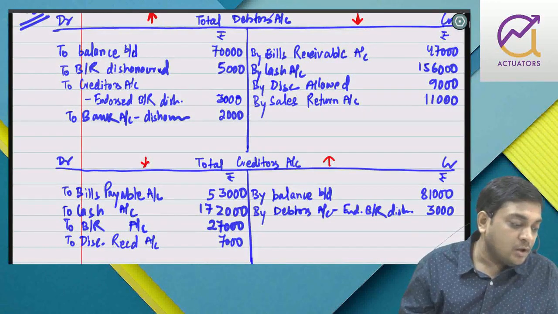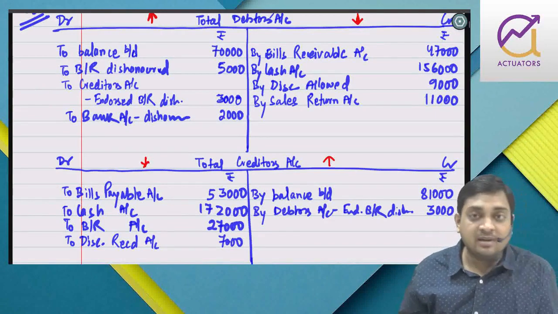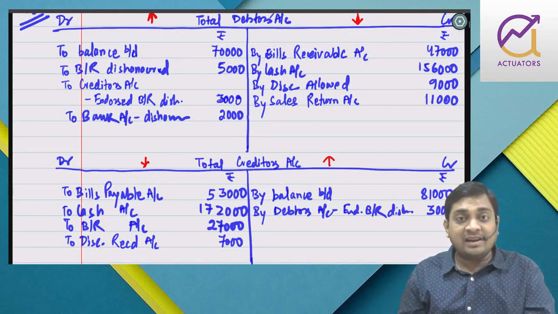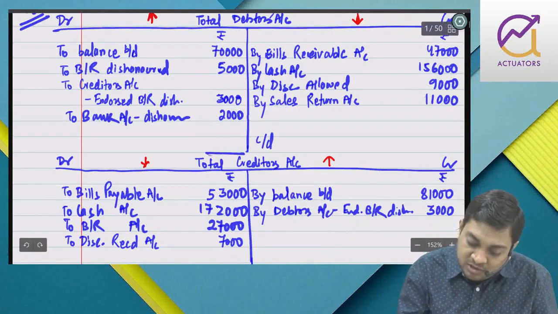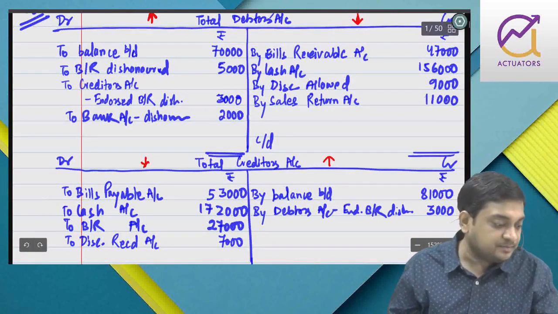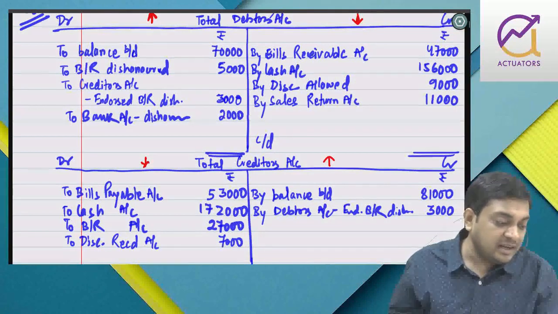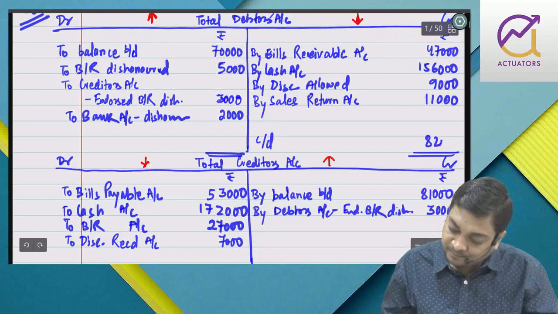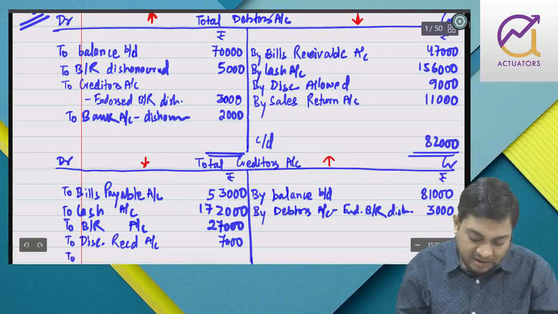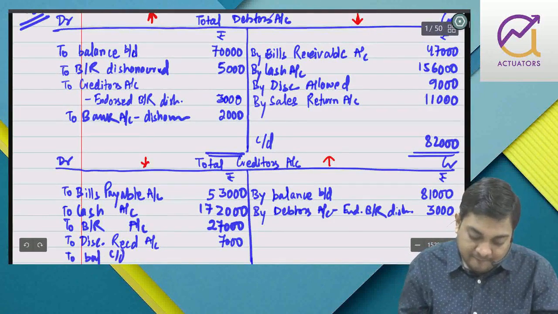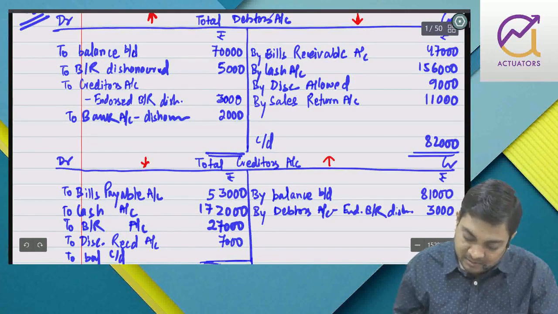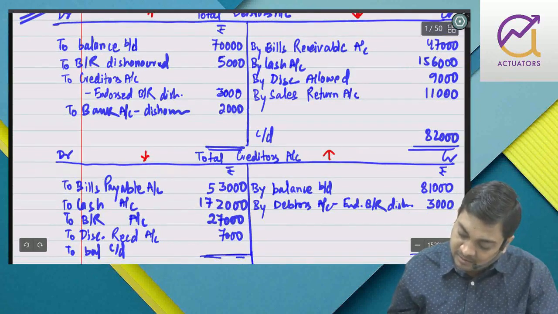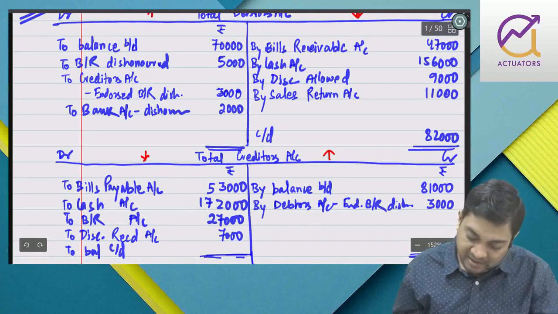Fine. So cash sales and cash purchase won't come here, right? It will come directly when I calculate total sales indirectly in trading account. So the closing balance of debtor is 82,000 and closing balance of creditor is 95,000.